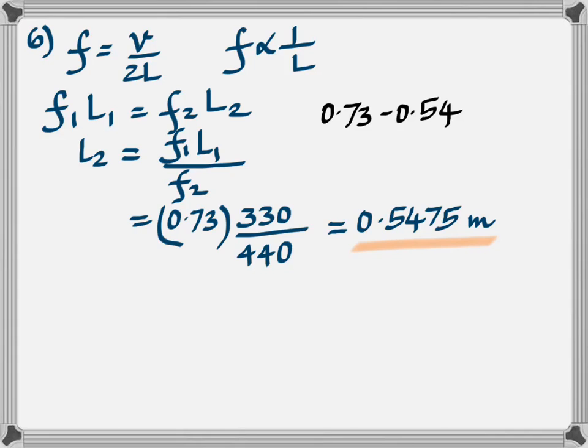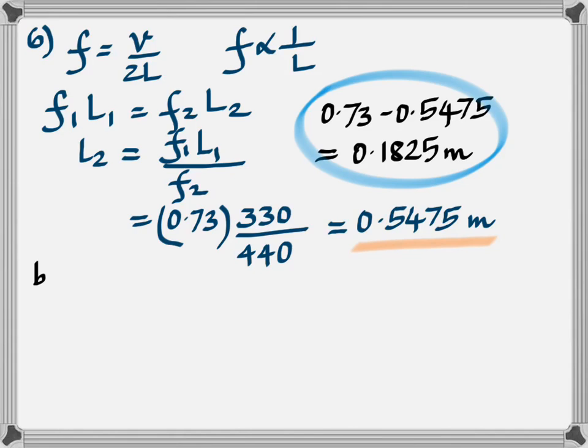But what did the question ask you? How far from the end of the string must it be placed? What you got now is the vibrating length, isn't it? It's the vibrating length. So if it's already 0.73, don't you have to take the difference to know where you have to put the finger or the fret? Okay. That's why it's 0.1825. That's the answer. What you get is the vibrating length.